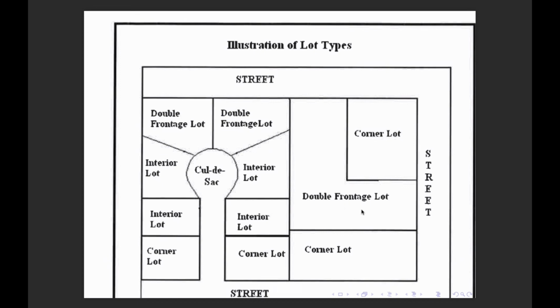So property lots, again, they help determine the value of the property. Again, a corner lot is more expensive than a key lot or an interior lot. It has more access to the street, therefore it is considered more valuable. Double frontage corner lots are more expensive as well. So keep that in mind.